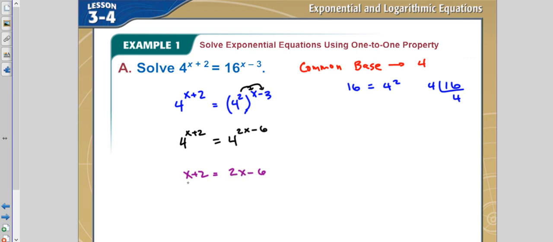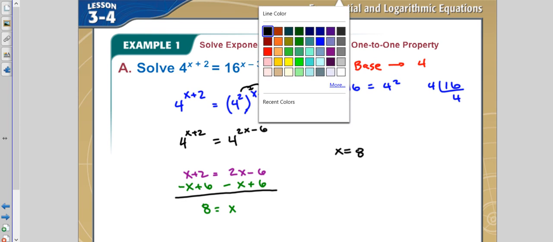I typically like to move the smaller amount of x's over to the larger amount of x's. So I'm going to move the x on the left to the right side, and I'll move the number negative 6 to the left side. So I'll end up with 8 equals x when I combine my like terms there. And so now we know that x is 8, and that is our solution. And from there, we can move on to the next problem.